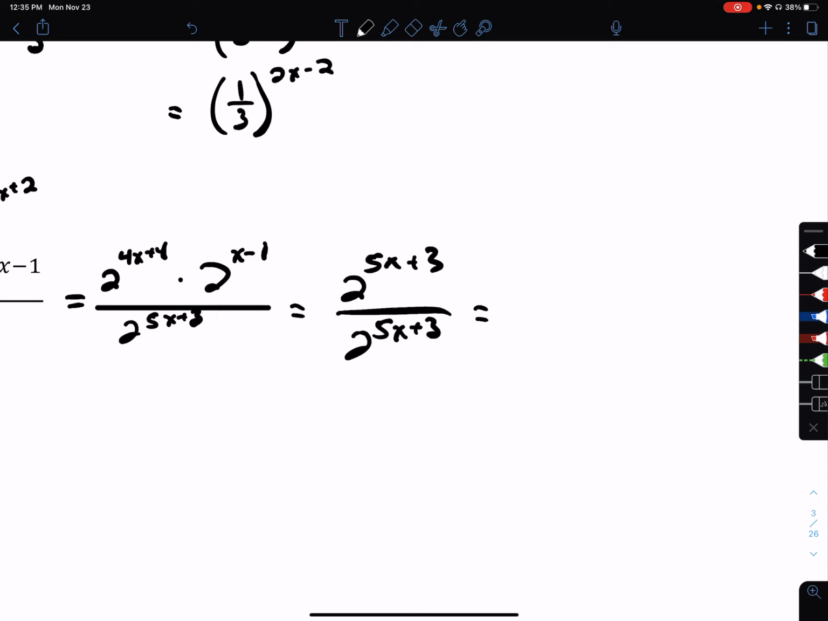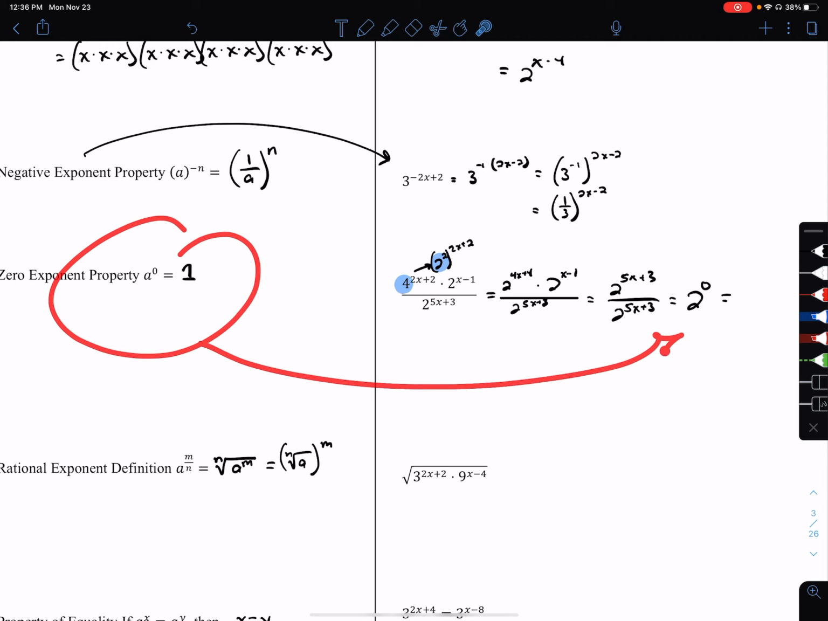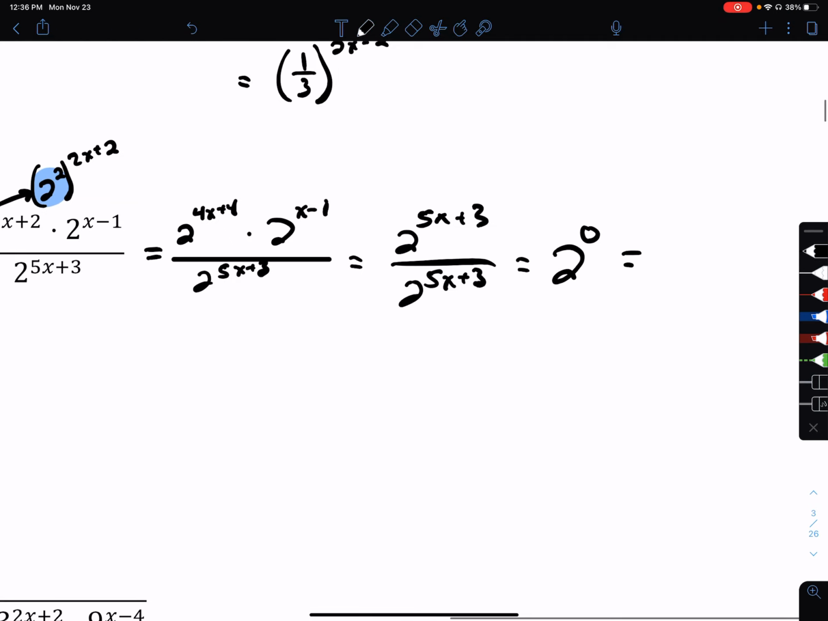But let's use our properties of exponents to show you how we can still get 1 just using these properties. Write the base one time on the quotient property. You take the top exponent minus the bottom. 5x minus 5x is 0. 3 minus 3 is 0. Then if we use the 0 exponent property, anything to the 0 power is 1.